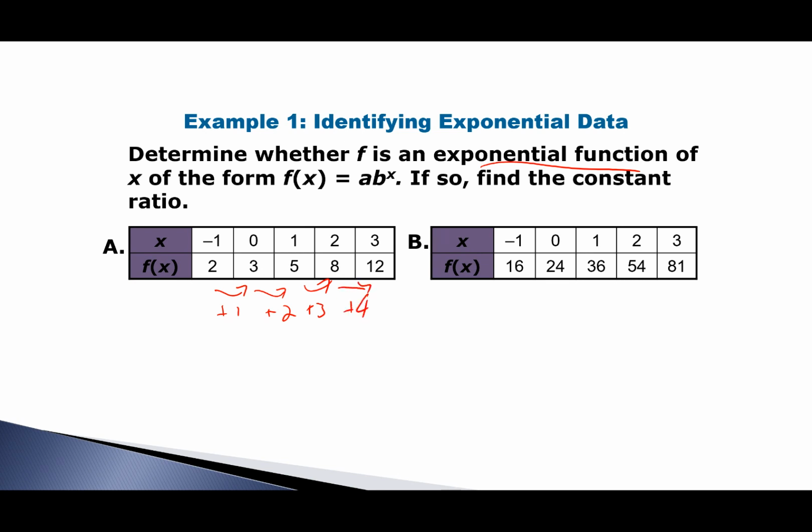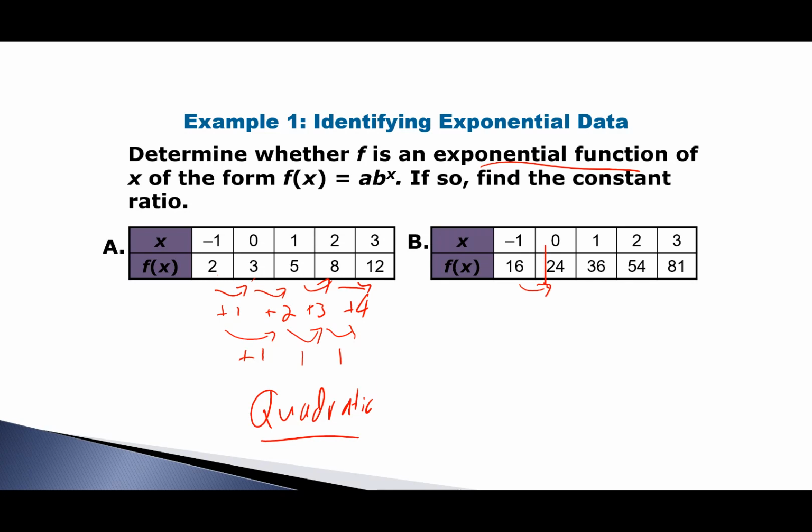So it doesn't look like there's a pattern of multiplication, because I'm not really multiplying 2 by, 2 times 1/2 gets me to 3, but 3 times 1/2 does not get me to 5. Or not 1/2, but like 1 1/2. But if you look at the adding differences, plus 1, 1 to 2 is going up 1, 2 to 3 is going up 1, and 3 to 4 is going up 1. This is actually a quadratic. Let's go ahead and label it. It's not exponential, but that's actually quadratic. Let's look at the next one.